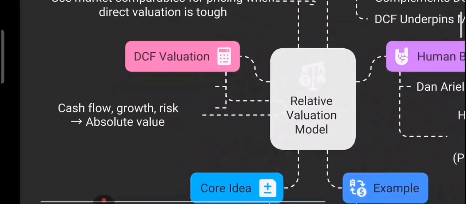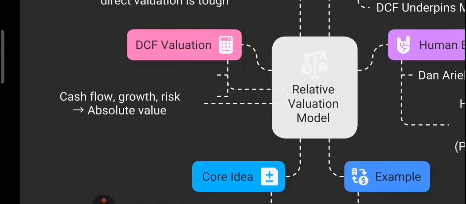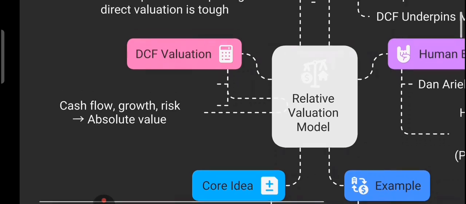Then we have DCF valuation. Here we focus on fundamentals like cash flow, growth, risk to find an absolute value, and relative valuation brings in market realism. So what do we focus on in DCF valuation? Cash flow, growth, risk, to find absolute value.